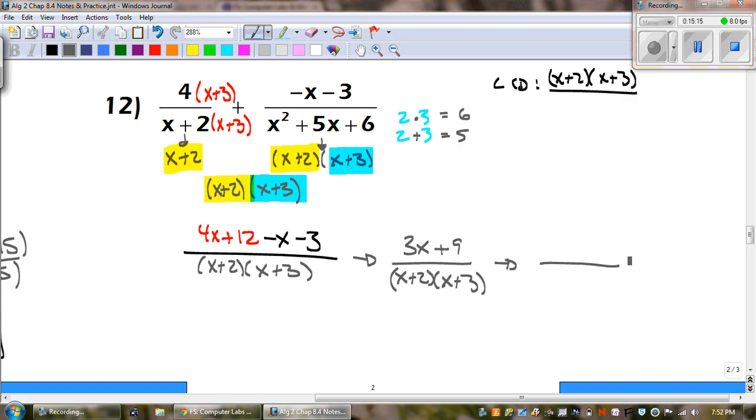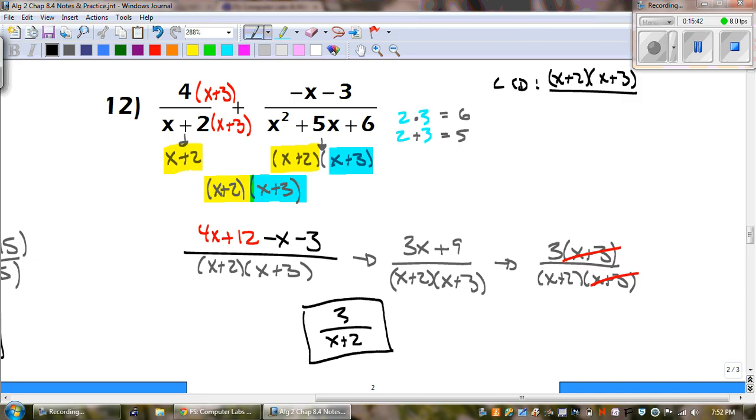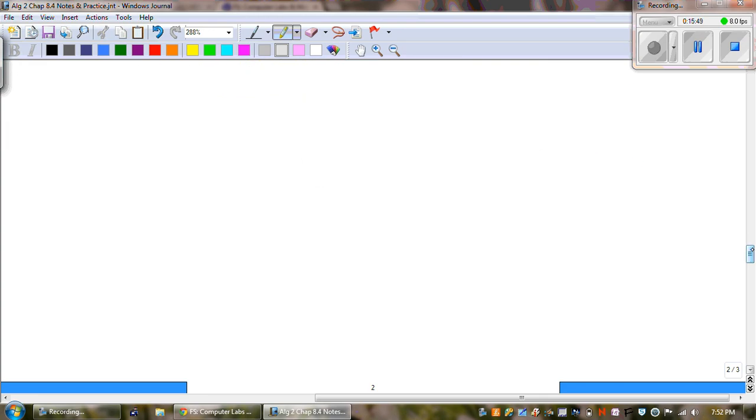We can factor the top. We can pull out a 3, and we're left with 3 times x plus 3. And the bottom is still x plus 2, x plus 3. And then what can we cancel? We can cancel out the x plus 3's. And then our final answer is 3 over x plus 2. Are you guys starting to get a hang of this? All right, we got one more. Number 13.